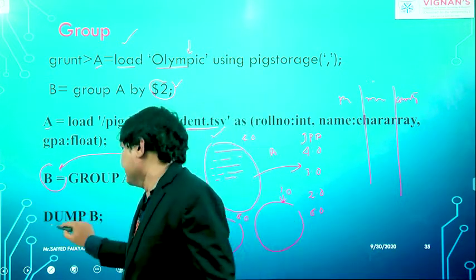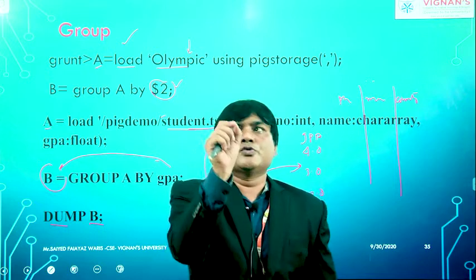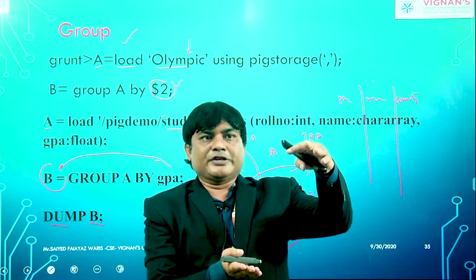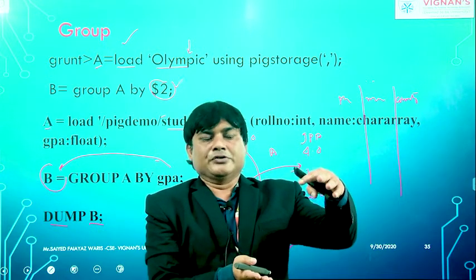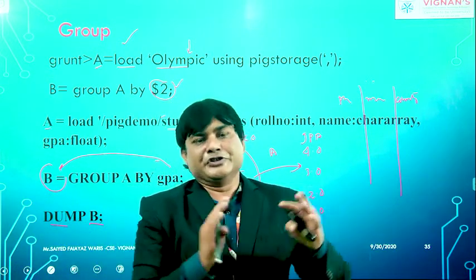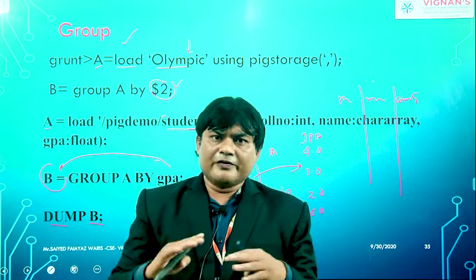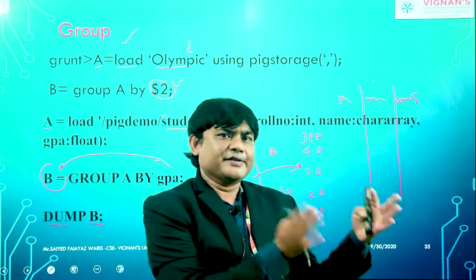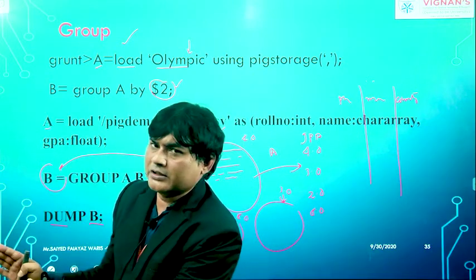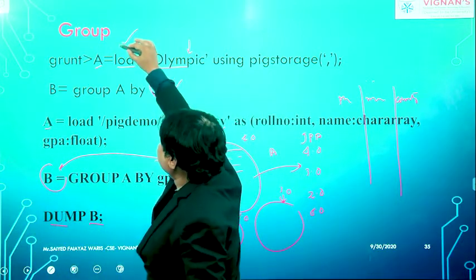We can write dump B. Dump B means we can get this result on the screen. On the screen you can see the list of names of students having GPA 4.0, this many students having GPA 5.0, and this many having GPA 3.0. Why? Because it is categorized in the form of categories: 4.0 GPA, 3.0 GPA, 5.0 GPA, and so on. This is where the group operator is very useful.